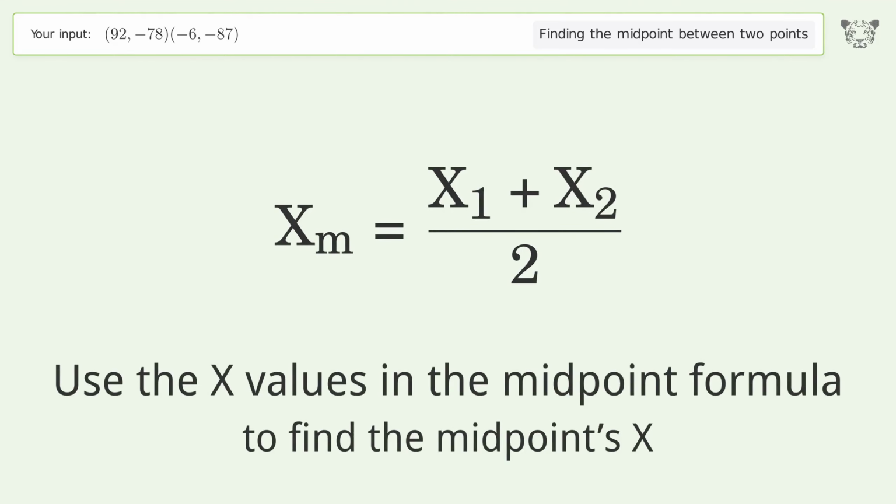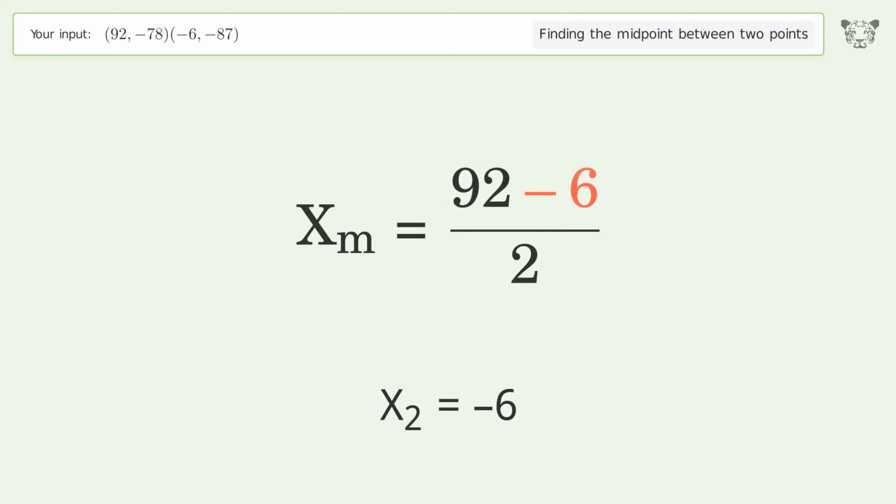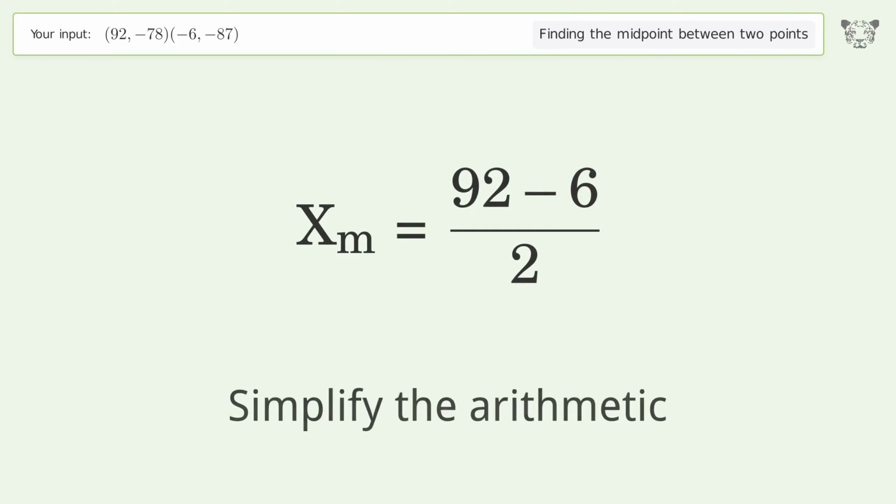Use the x values in the midpoint formula to find the midpoint's x. x1 equals 92. x2 equals negative 6. Simplify the arithmetic.